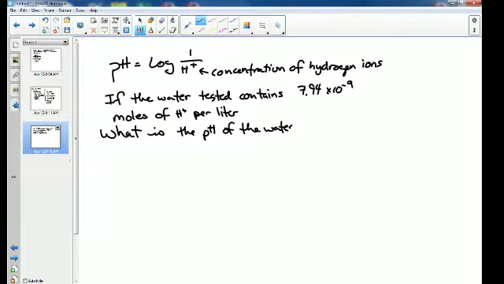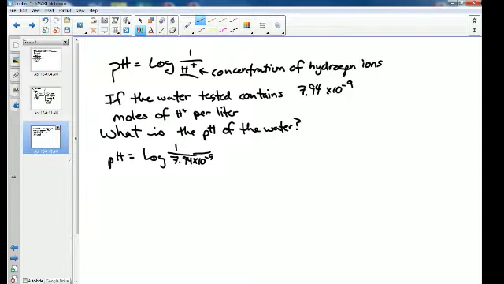Whoa. Okay, what's the pH of the water? The question is, this is a math class, so we're just going to have to plug that in and do something, right? Where does it go? So you can plug in the 7.94. It goes right there. So the pH is log 1 over 7.94 times 10 to the negative 9, right? Yeah. And that's a calculator.